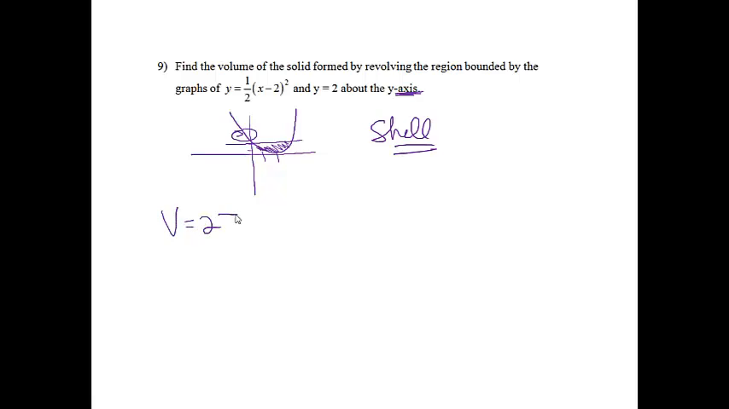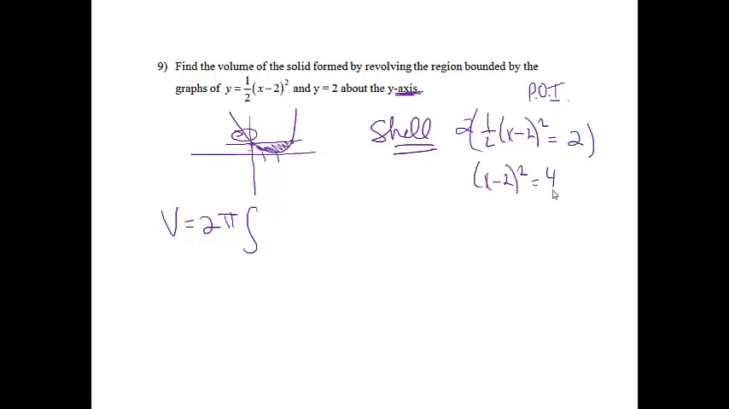So we're going to put volume equals 2 pi. It's going to go from an x value to an x value. So to figure out where they intersect, we're going to set 1/2 (x minus 2) squared equals 2. Remember, if it's on a non-calculator section, I would expect you to find the points of intersection, like I am. First thing that I'm going to do is multiply both sides by 2 to get rid of that 1/2. So now I'm going to have (x minus 2) squared equals 4.